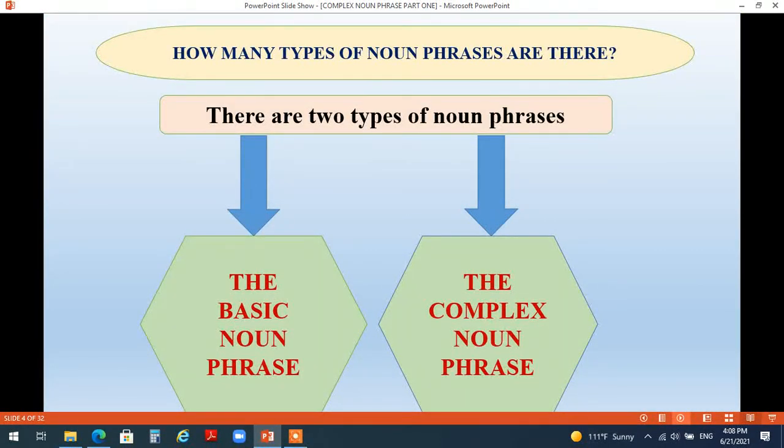Now, how many types of noun phrases are there? نريد نتعرف على أنواع العبارات الاسمية. كم نوع لدينا؟ Of course, here we are talking about English, and then we will move to discuss noun phrases in Arabic. So, to answer this question, we can say that there are 2 types of noun phrases. هنالك نوعان من أنواع العبارات الاسمية في اللغة الإنجليزية. Either we have the basic noun phrase, العبارة الاسمية الأساسية أو البسيطة, and we have the complex noun phrase, العبارة الاسمية المعقدة، وهذا هو راح يكون موضوع محاضراتنا القادمة ابتداء من محاضرة اليوم.